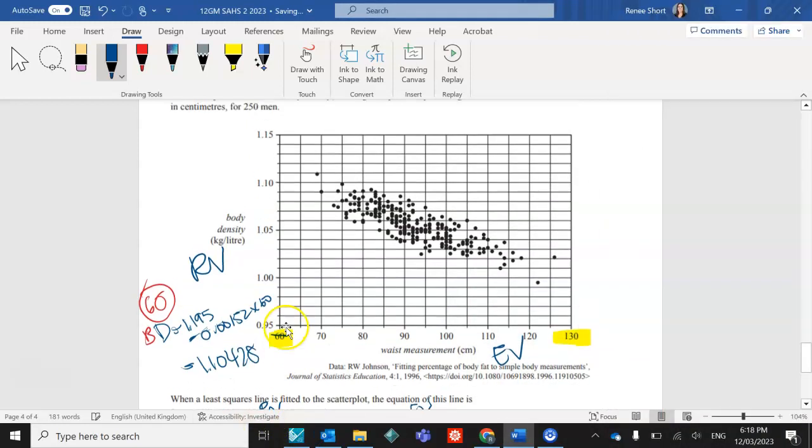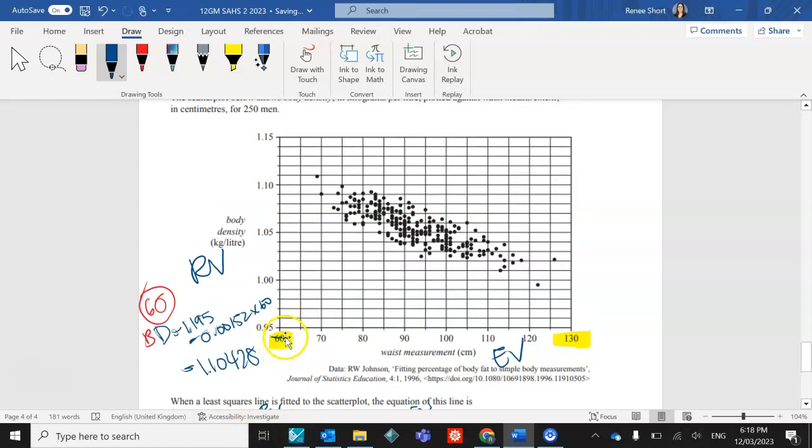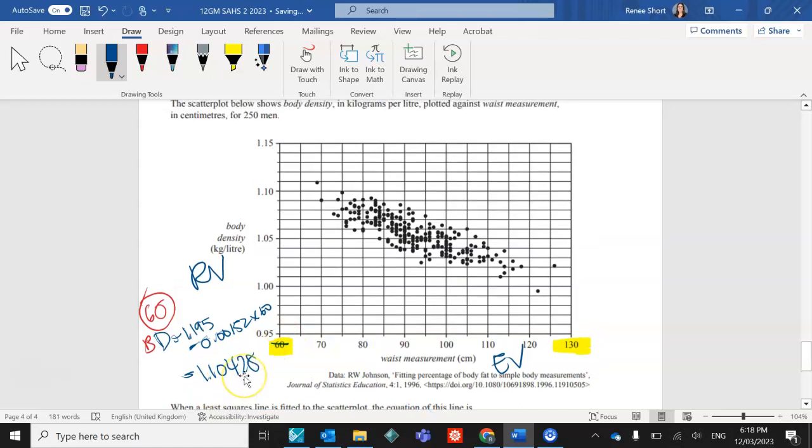So this is telling me the predicted value with a waist measurement of 60 has a body density of 1.104. If I look up here, this is 1.10. These are all going up, then this would be 1.11. So this point of 1.104 is going to be just in here. It's really hard to see that dot, sorry, but there we go.